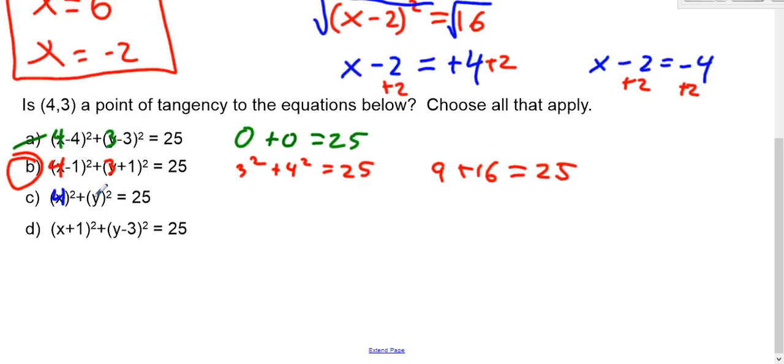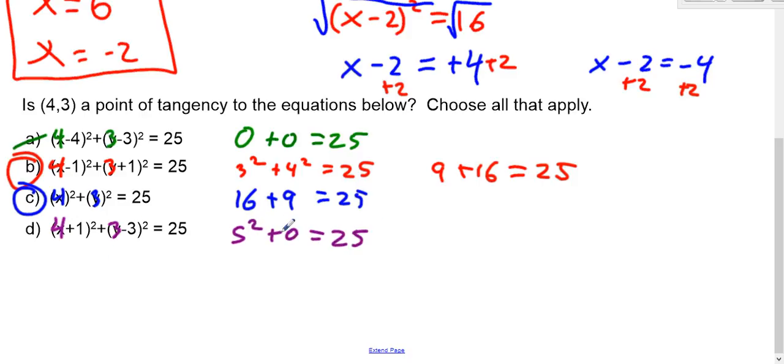Same thing, we're plugging in 4 for x, 3 for y. 4 squared is 16. 3 squared is 9. Same thing, 16 plus 9, 25, true. Plug in 4, plug in 3. 4 plus 1 is 5. 3 minus 3 is 0. 5 squared plus 0 equals 25. That's also true. So we had three circles that contain that point, or it's a point of tangency.